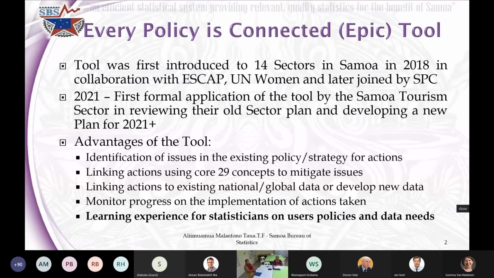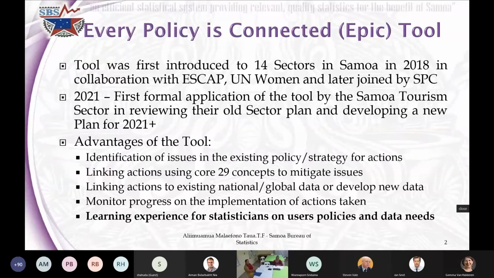Next slide. So for Samoa, one of the barriers in reaching out to our end users is this barrier between the data producers and policy makers. Despite the many meetings we've had over the years with the stakeholders, we always noted a gap between what we produce and what the policy makers are doing.